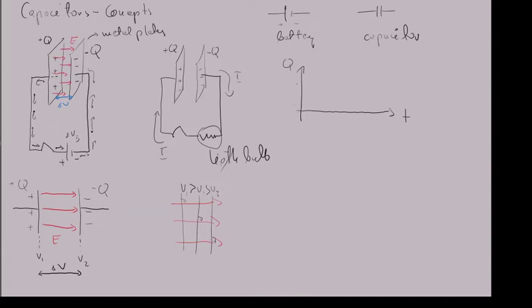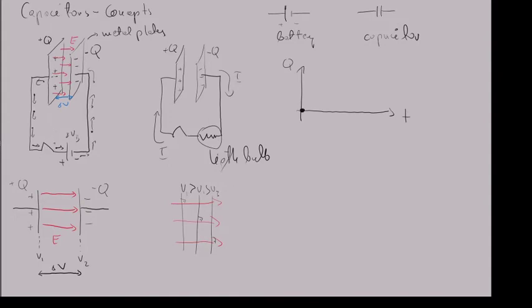Rather, let's see how it behaves through time. We will start at a point in time where the capacitor is not charged, so the switch is open. We're thinking about this circuit here. Initially, when the switch is open, there's obviously no charge on either plate, and so I have to start at 0.